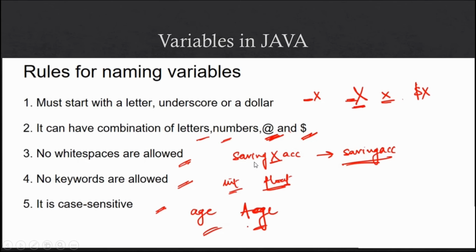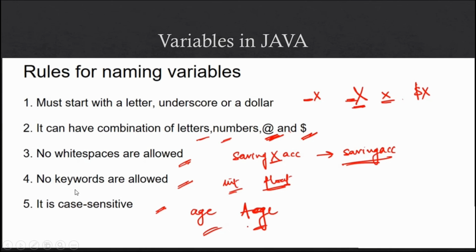Spaces are not allowed. Let's suppose you define a variable having saving account, you cannot have a space in between these 2 words. You can have an underscore if you want, but a space is something which is not acceptable. You can definitely just combine these 2 words without any space. You can use savingaccount at one go. That is absolutely fine.